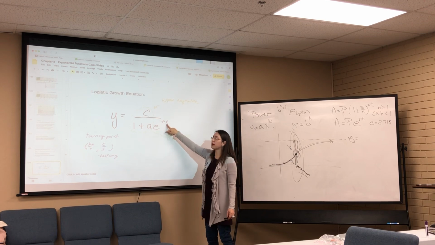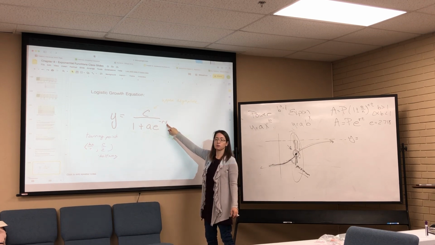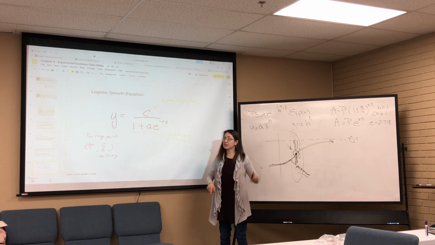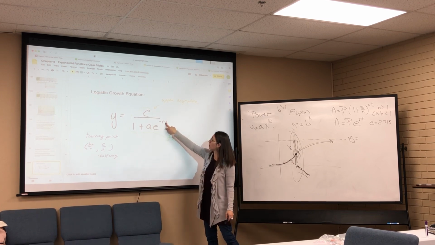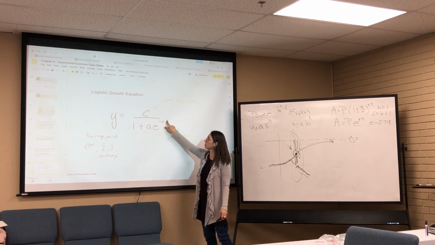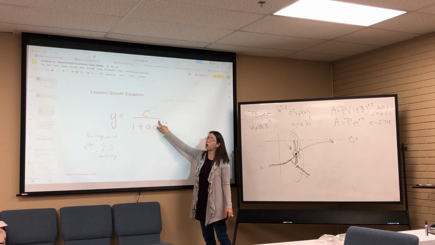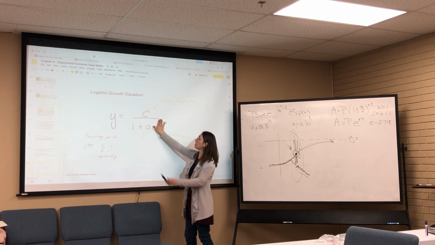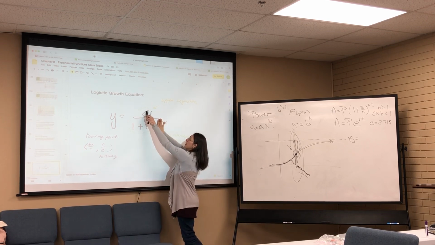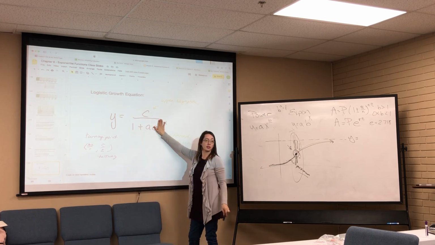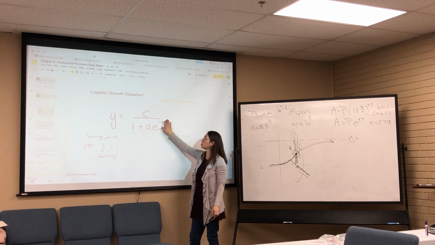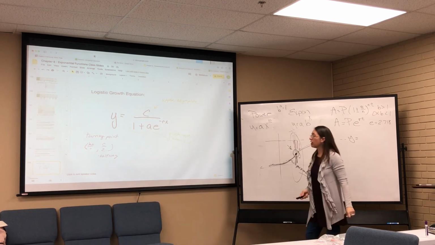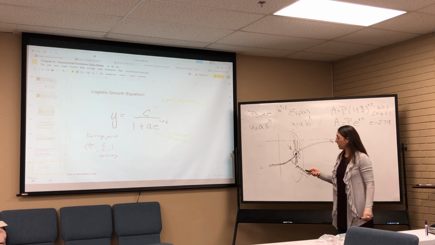And then where would my y-intercept be? What question do we ask for our y-intercept? That's when x is 0. So if x is 0, this whole exponential part turns into what? 1. The number 1. Right? So then my y-intercept is simply C divided by 1 plus a. Okay? And that's just a practical when x equals 0. So we've got our y-intercept there, and I think I have a picture.